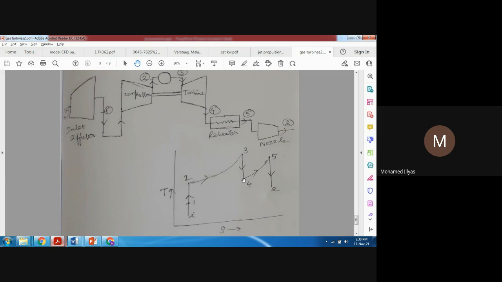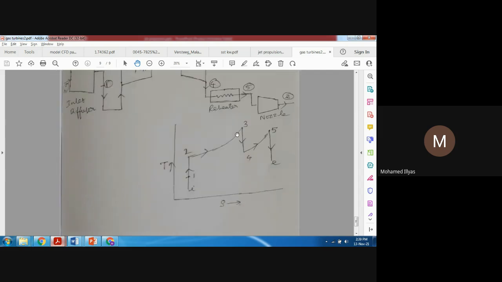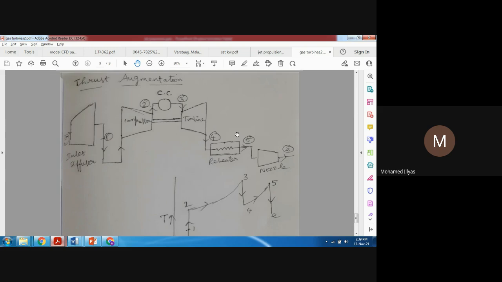From 4 to 5, we increase the temperature again with the help of the reheating process, not to the previous level but below it, so that there is again a gain in heat energy. You see, instead of sending the gas directly at this stage, we raise the temperature to this level and expand it in the nozzle, so that we definitely get enhanced thrust at the nozzle. That's why we call it thrust augmentation. In this way we are increasing the thermal efficiency of this gas turbine engine, and also getting enhanced thrust.